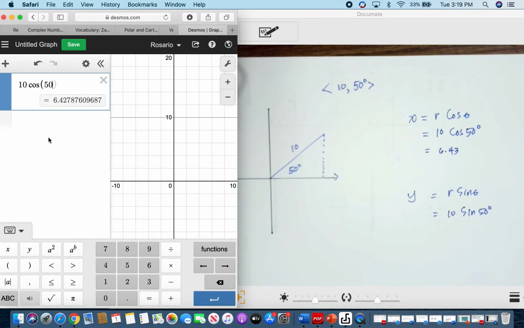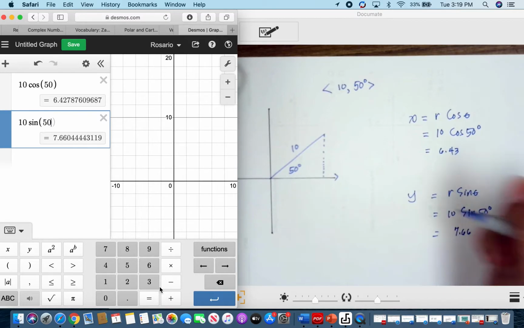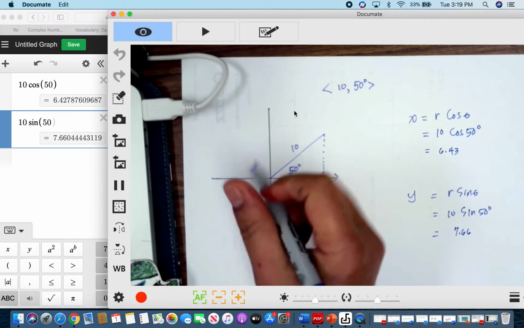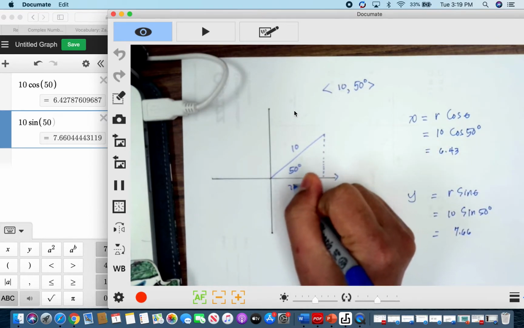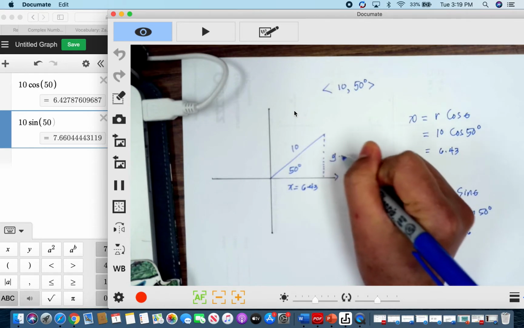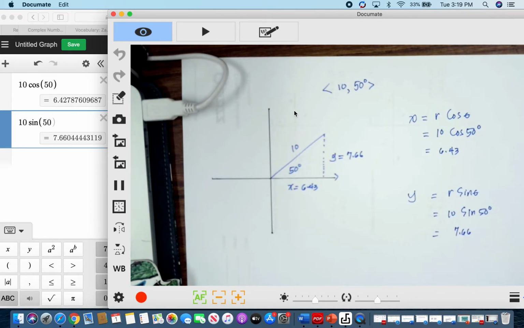To find y, you have 10 and then sine 50, and that's equivalent to 7.66. If we put our answers in the figure, our x value is 6.43 and our y value is 7.66.